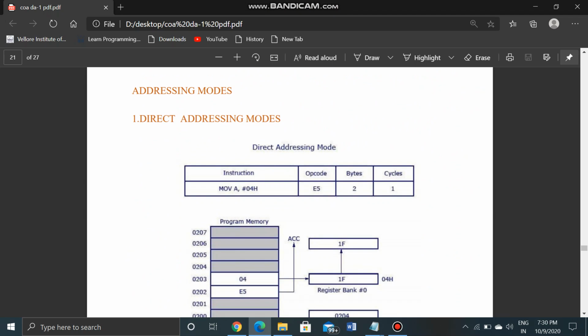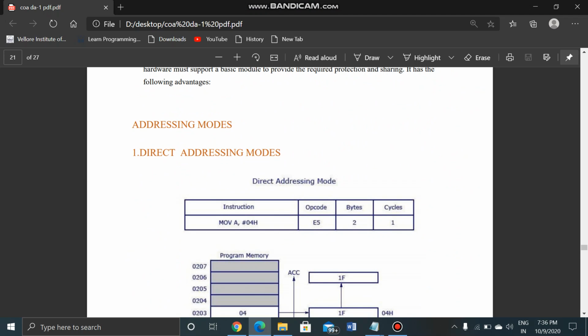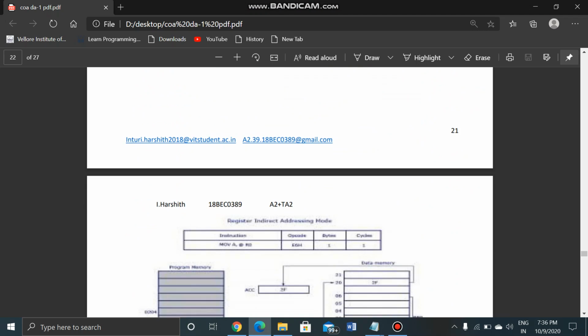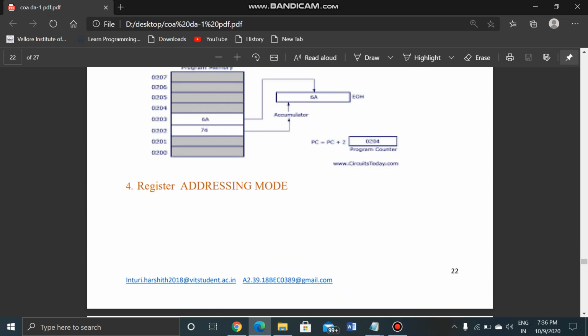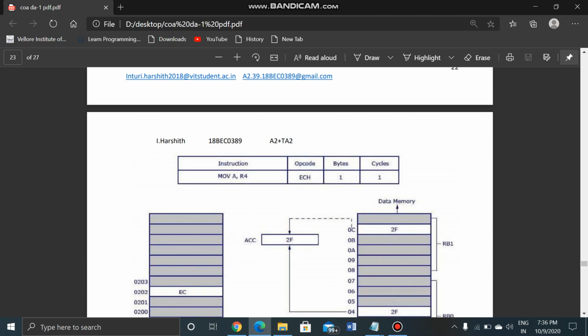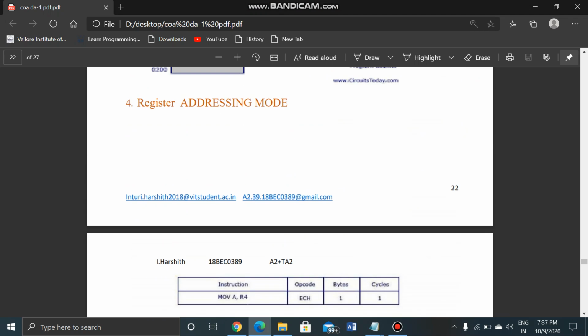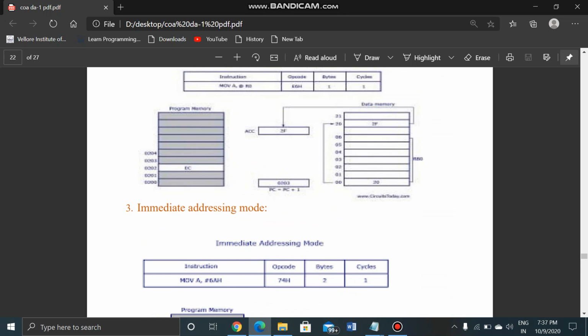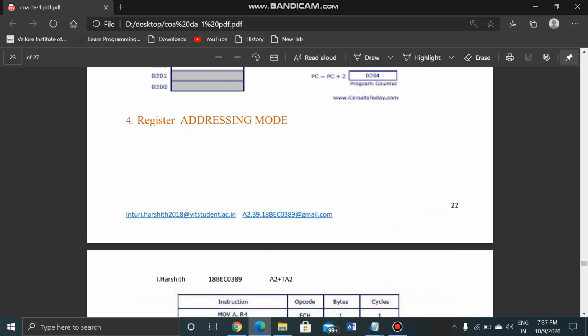So addressing modes. Coming to the addressing modes, there are four addressing modes: direct addressing mode, indirect addressing mode, immediate addressing mode, and register addressing mode. These addressing modes have specific operations. So, for example, MOV A, #4 instruction, MOV R4. So there will be locations also. You can share the locations in the program memory. It can be stored in the program memory, and you can access them in data memory.